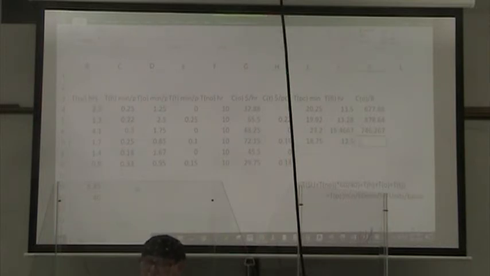Our cost is going to be equal to our time in hours for batches times the 72.15, plus 0.16 times 40 pieces in a batch.